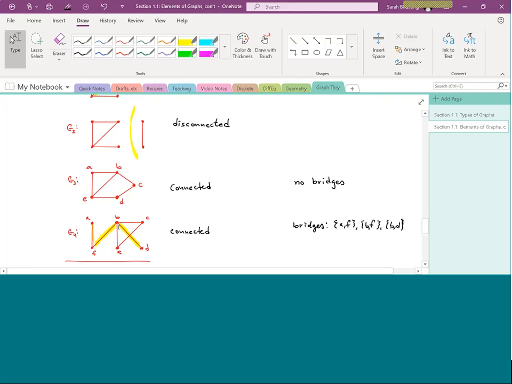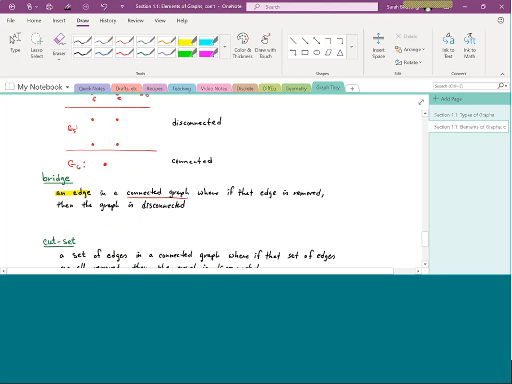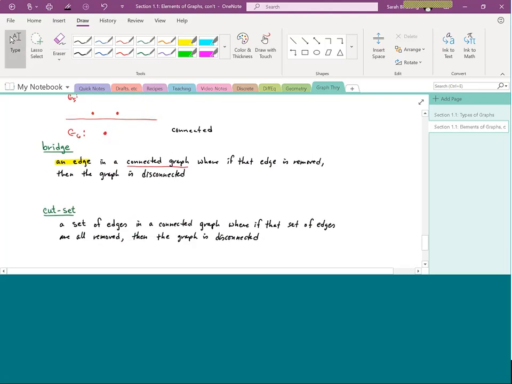All right, now notice this guy here, it had bridges. This guy was connected but had no bridges, and this leads us into the cut set. So the cut set is where you don't have bridges. Well, I lie. A bridge is actually a cut set, a type of cut set.